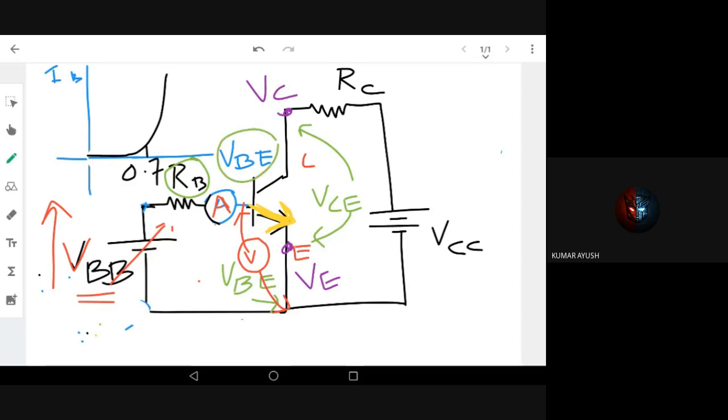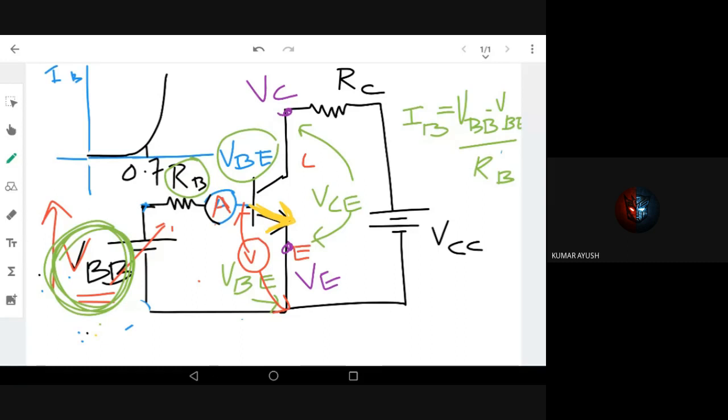So we can understand that IB, the current passing into the base of a transistor, is nothing but the voltage source which is pushing it, VBB, minus the voltage drop across the base of the transistor, VBE. You can say they're of opposite polarity. All divided by RB. Is it clear? So this is the base current equation. First VBB, the source, is pushing the current. Minus, this is plus and minus; this voltage drop is plus and minus.